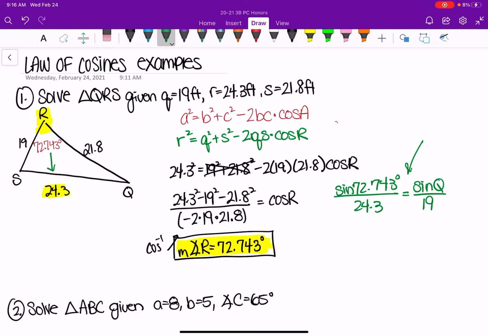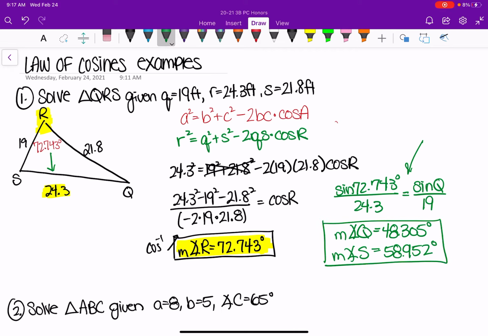So when I solved over here for angle Q, you guys can solve it on your own. I got 48.305. And then subtracting those from 180, I got angle S to be 58.952. So that is our side case.